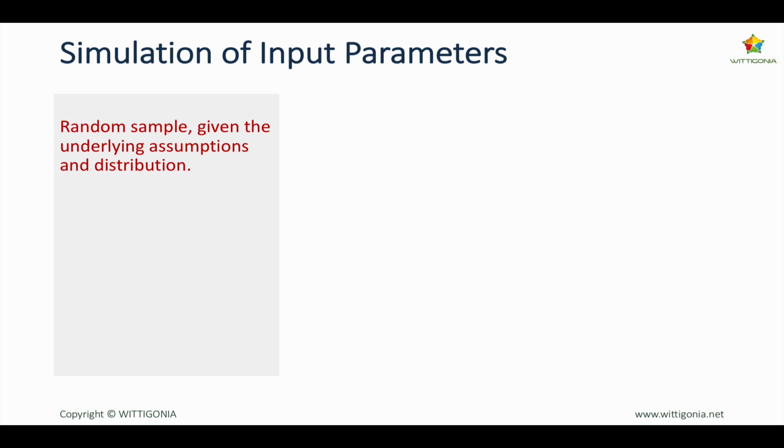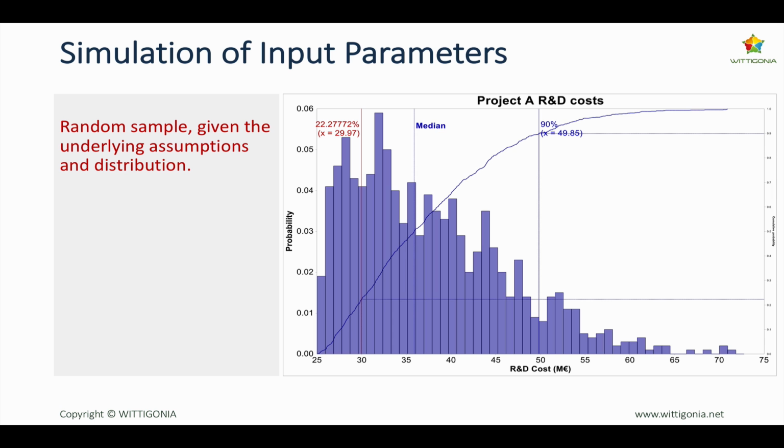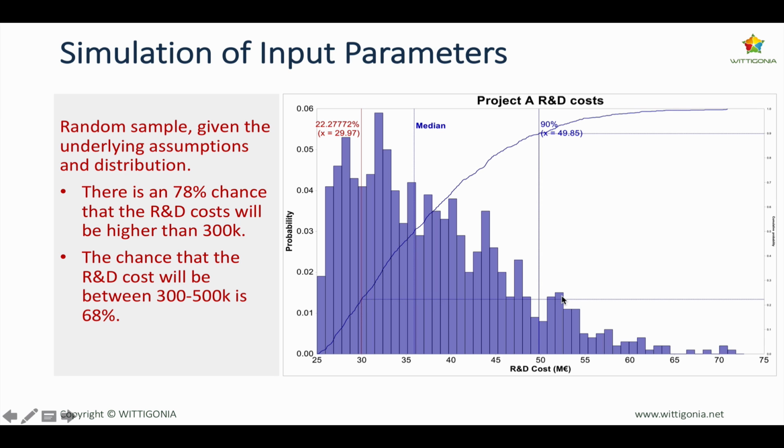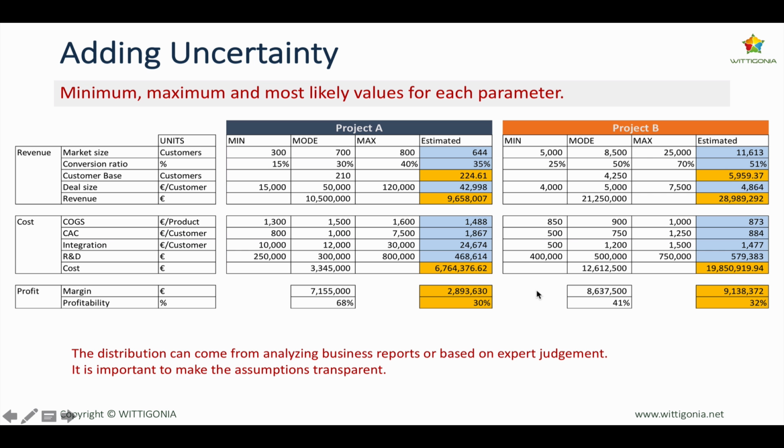Now, when we do a simulation, what we are doing is we take a random sample, given the underlying assumptions and distributions, and it could look something like this. So here we ran, I believe, 1,000 simulation runs, and what we find here is that there's a 78% chance that the R&D cost will be higher than 300K. So that's quite a significant number, of course. But the chance that the R&D cost will be between 300 to 500K is still also 68%. So there's a fairly high probability that we will exceed our budget.